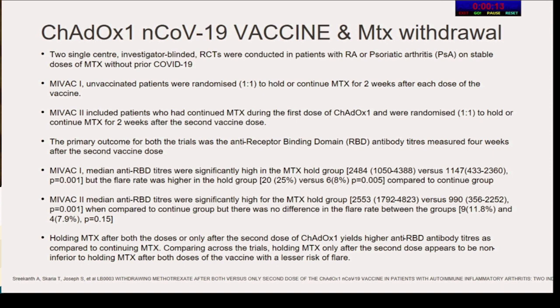In MIVAC-1, the anti-RBD titers were significantly high in the methotrexate hold group, but the flare rate was also high in the hold group. In MIVAC-2, the anti-RBD titers were significantly high for the methotrexate hold group when compared to the control group, but there was no difference in the flare rate between the two groups. So holding methotrexate after both the doses or only after the second dose yields higher anti-RBD antibody titers as compared to continuing methotrexate. Comparing across the trials, holding methotrexate only after the second dose appears to be non-inferior to holding methotrexate after both doses of the vaccine with little risk of flare.